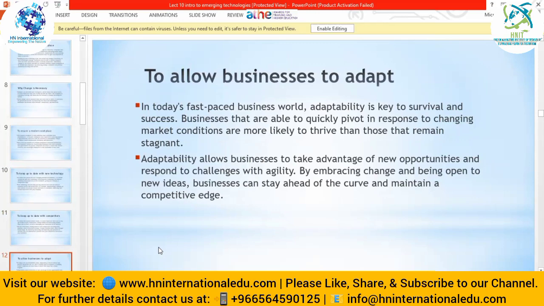To remain the same doesn't work all the time. So businesses that update themselves according to the environment, according to the customers or users, are the main organizations that can go further. Adaptability allows business to take advantage of new opportunities and respond to challenges with agility. By embracing change and being open to new ideas, business can stay ahead of the curve and maintain a competitive edge.